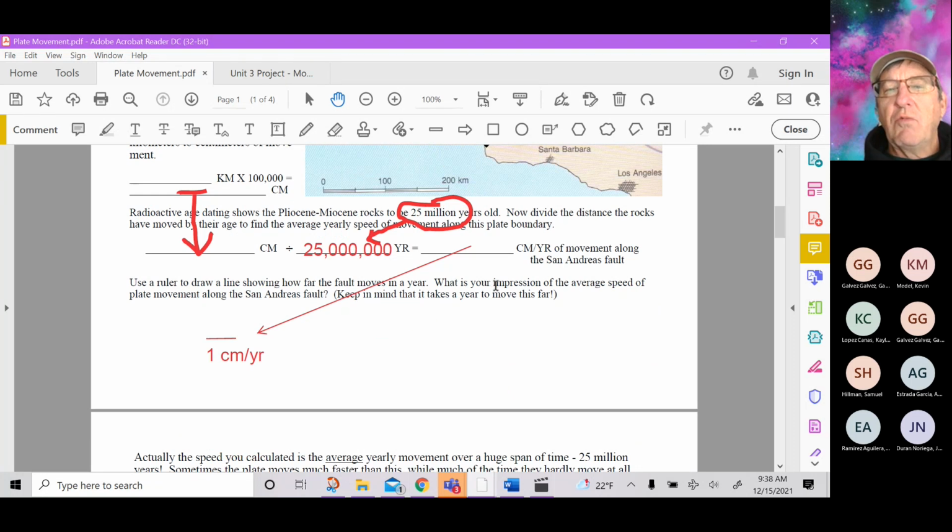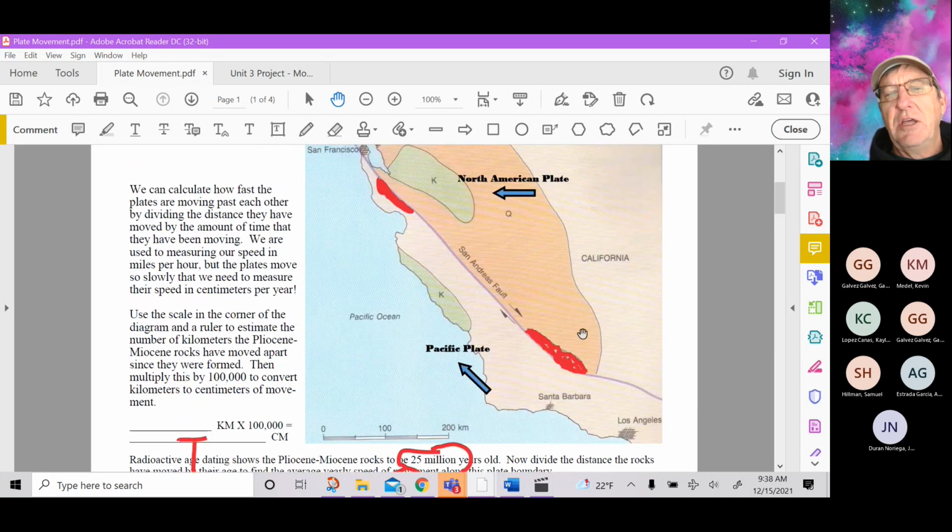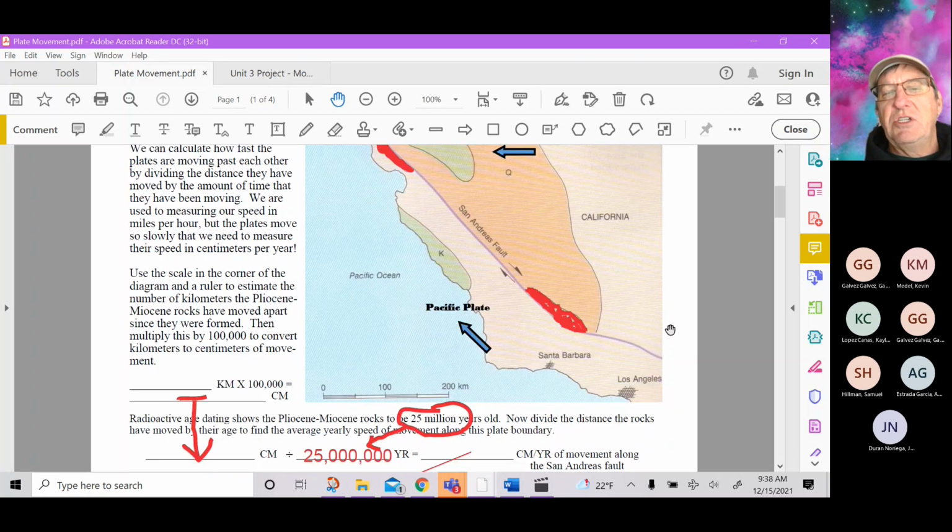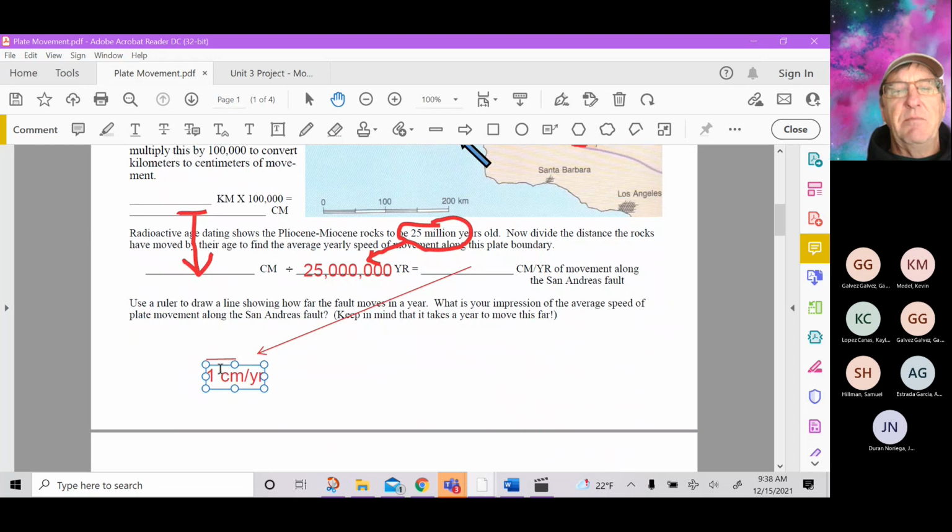But I do want you to write something here. I want you to tell me what's your impression of this average speed of plate movement. And keep in mind that it takes a year to move that far. What do you think of that? Does that seem incredibly fast to you, that the plates are moving that far in a year? Does that seem incredibly slow to you, like they're just barely creeping along? What is your impression of that much movement in a year?